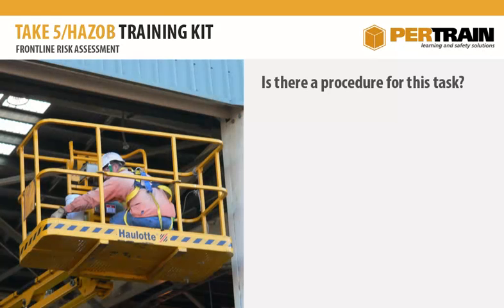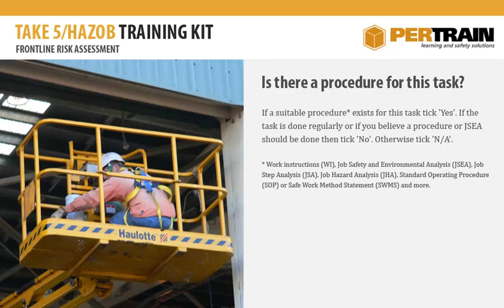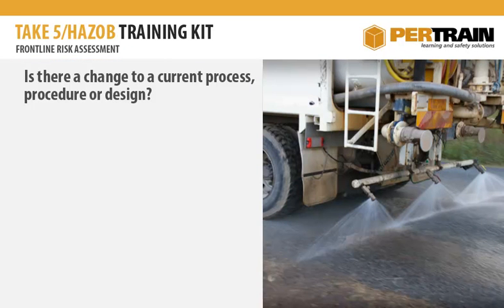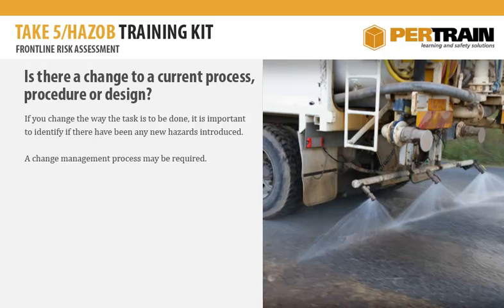Is there a procedure for this task? If a suitable procedure exists for this task, tick yes. If the task is done regularly or if you believe a procedure or JSEA should be done, then tick no. Otherwise, tick NA. Is there a change to current process, procedure or design? If you change the way the task is to be done, it is important to identify if there have been any new hazards introduced. A change management process may be required.